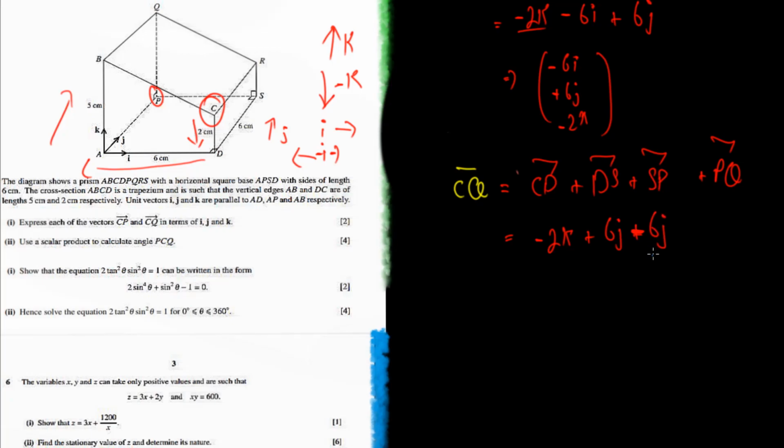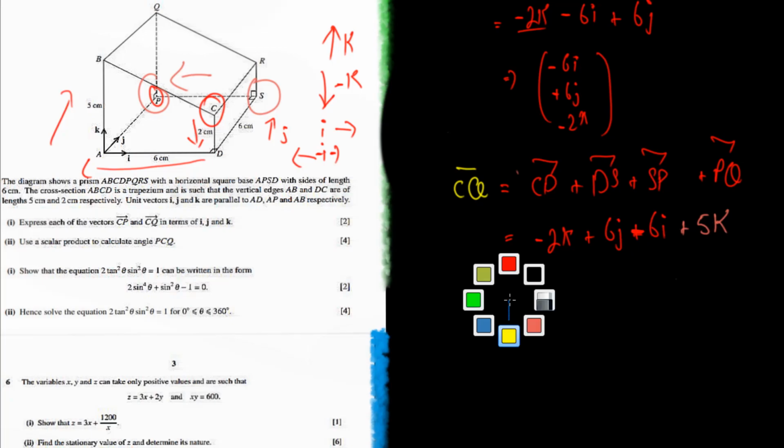Sorry, not j, it's my bad. It's supposed to be i. It's supposed to be negative 6i because S is over here and P is over here, so you're going against the direction of i. So it will be minus 6i plus 5k, because P to Q and A to B are parallel and they are the same height. So it will be plus 5k.